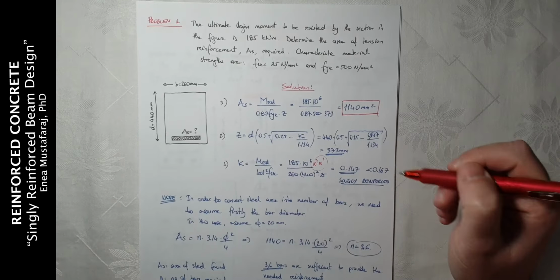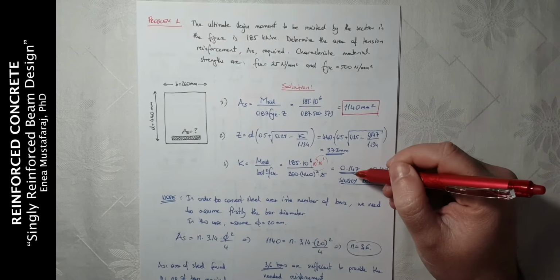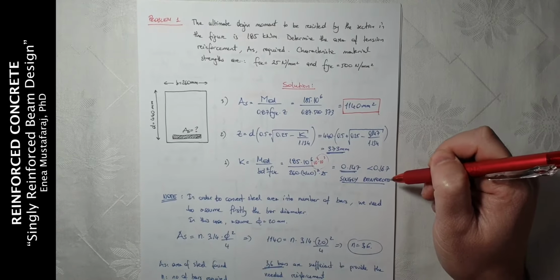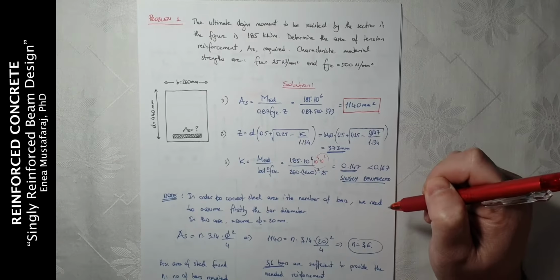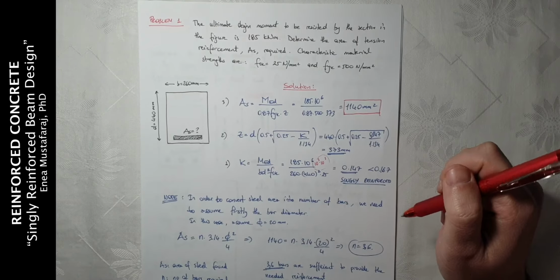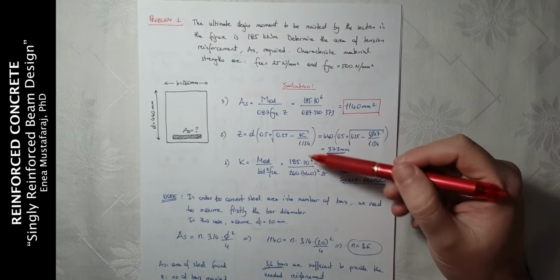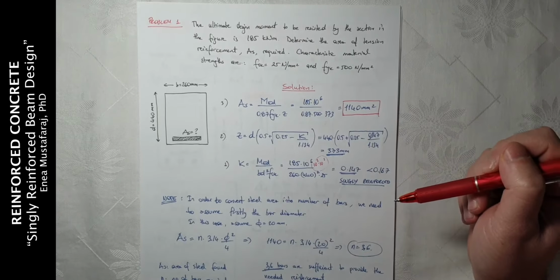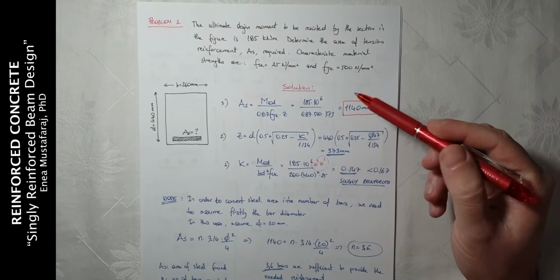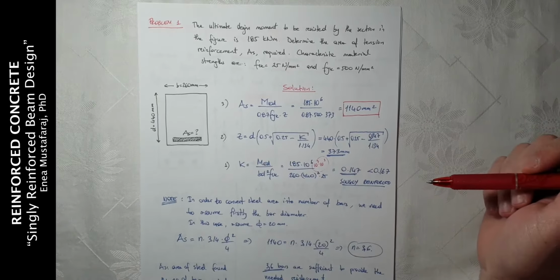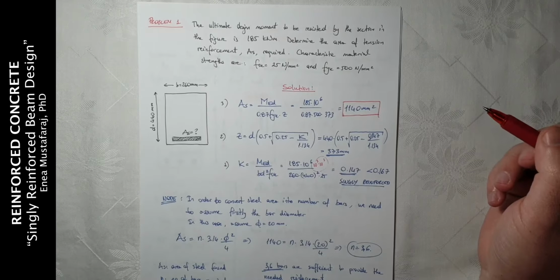As you can see, the value of K is 0.147, which is less than 0.167, so we are going to design this beam as singly reinforced. After finding K, we can go up and calculate the lever arm, which will be 373 millimeters, and then we go up again and calculate the area of steel, which will be 1140 millimeters squared.